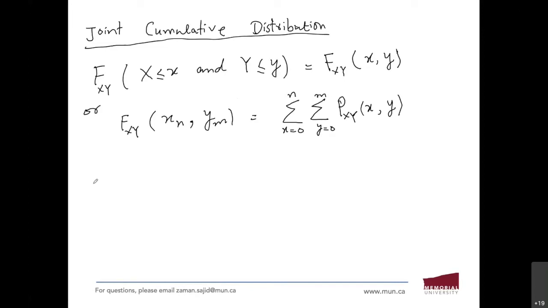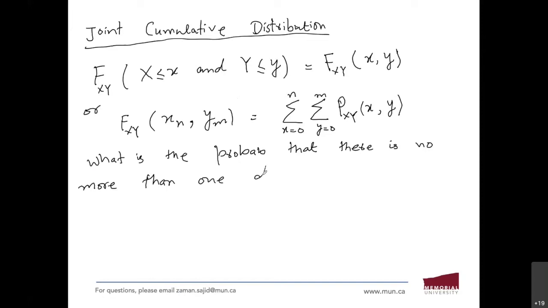Now if I add up in the previous question, what is the probability that there is no more than one defects in each category?